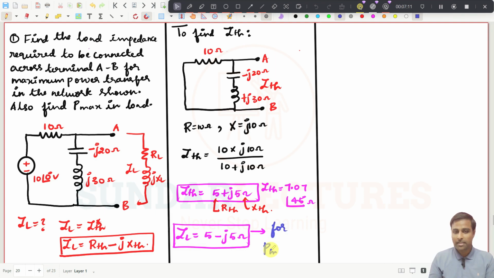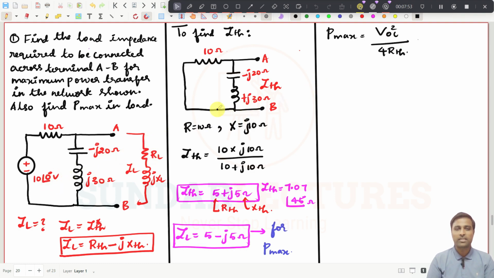For Pmax, you have to connect this impedance across the points A and B. And what is the question they have asked? Also to find the Pmax in the load. So what is the formula? We know that Pmax is equal to VOC square divided by 4 RTH. What we need here is VOC. So you have to find the open circuit voltage across these 2 points, and that open circuit voltage can be substituted in this expression.